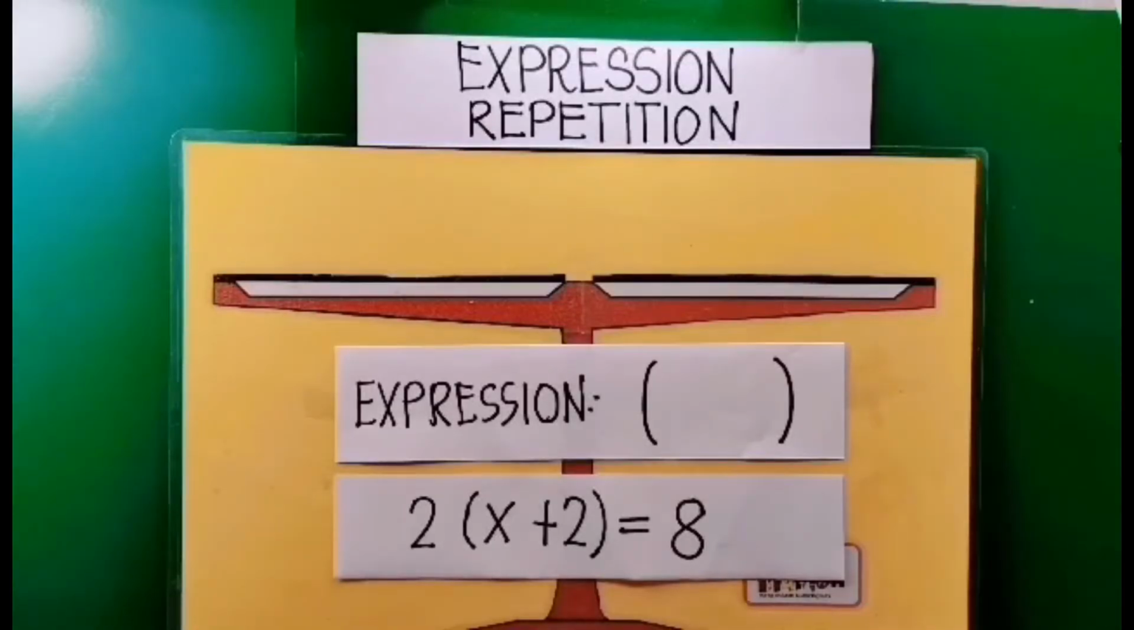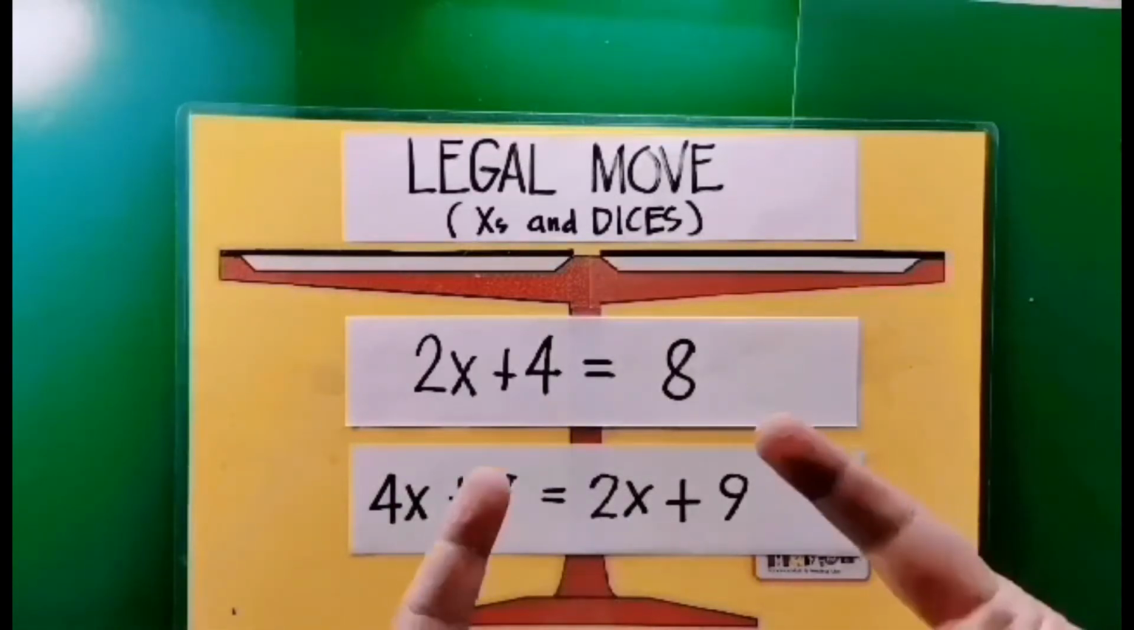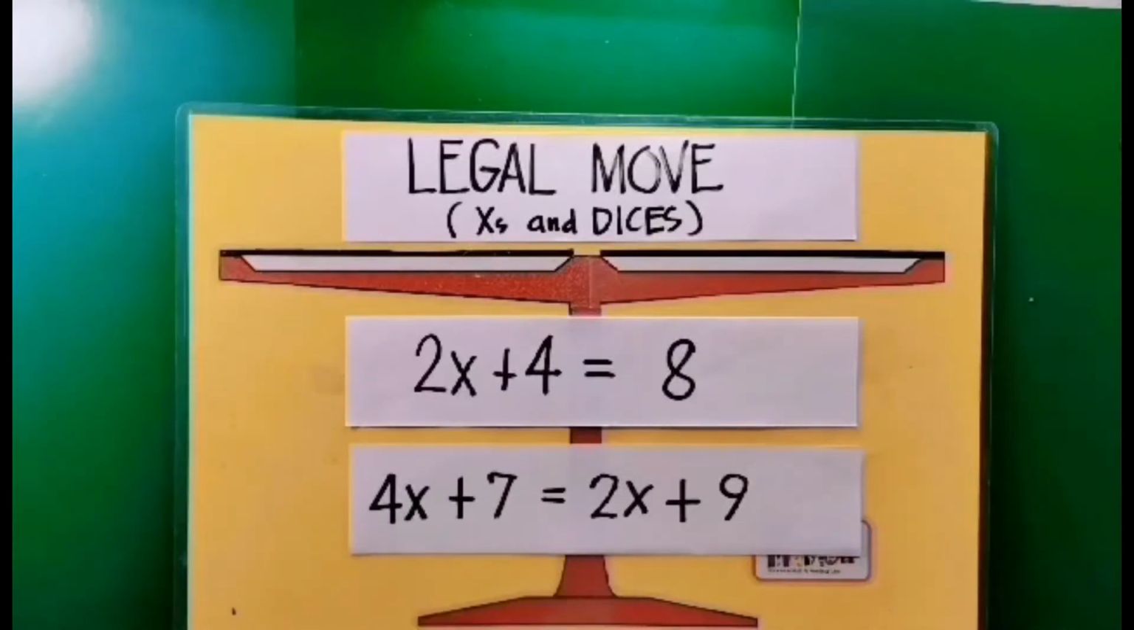All right, our new lesson for today is expression repetition. But before we proceed, let us go back and check subtracting jacks as part of setup and legal move. Let's look at what the equations look like for both types of process. Let's discuss legal moves first. Legal moves can involve X's only, dice only, or both. In this case, you will visually see the difference between using subtracting jacks as part of setup and going directly to a legal move.